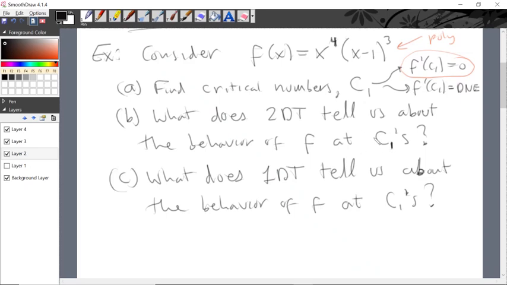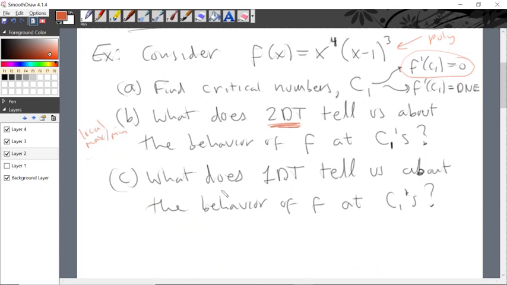Again, the C1s would be the critical numbers coming from the first derivative. So we're not actually being asked to test for concavity by itself, or find intervals of concavity. We're asked ultimately to find information about local maxima and local minima. The second derivative test is about testing for local max or local min, or it's going to be inconclusive.